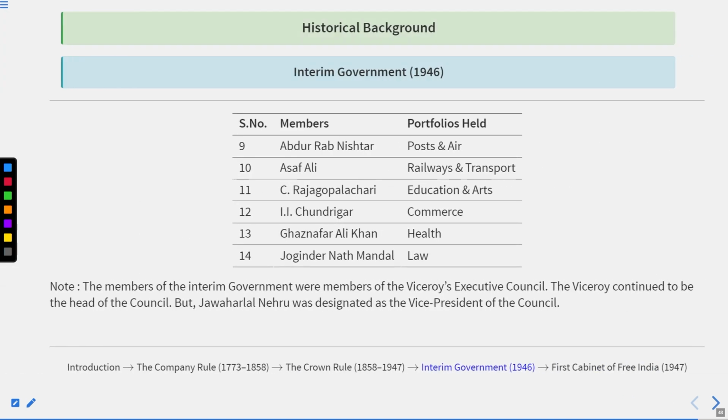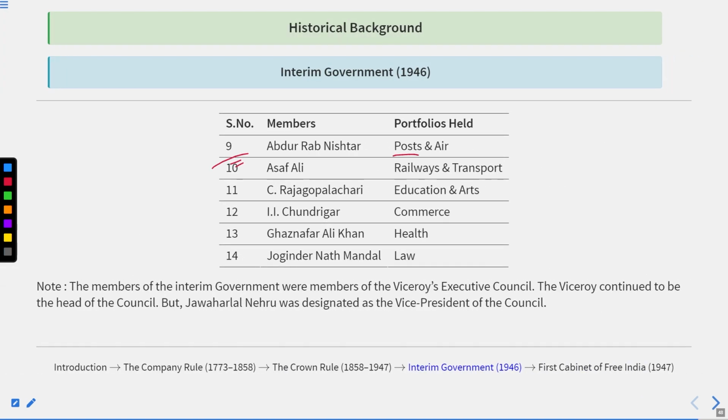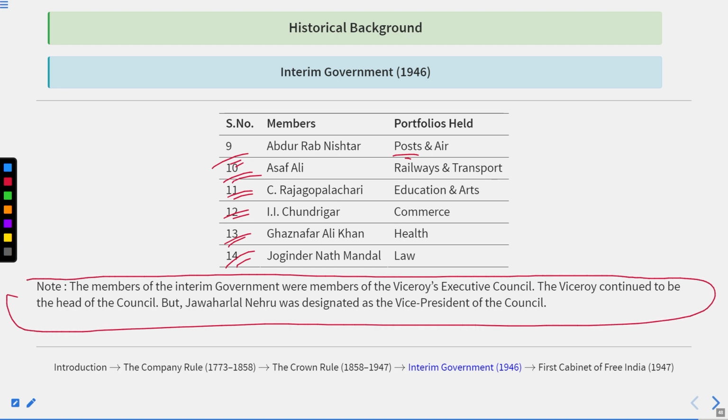Liaquat Ali Khan, Finance. Abdur Rab Nishtar, Posts and Air. Asaf Ali, Railways and Transport. C. Rajagopalachari, Education and Arts. I. I. Chundrigar, Commerce. Ghazanfar Ali Khan, Health. And Jogendra Nath Mandal, Law. These members of the interim government were members of the Viceroy's Executive Council and were directly moved into these portfolios. The Viceroy continued to be the head of the council, but Jawaharlal Nehru was designated as the vice president of the council until the constitution was framed for India.